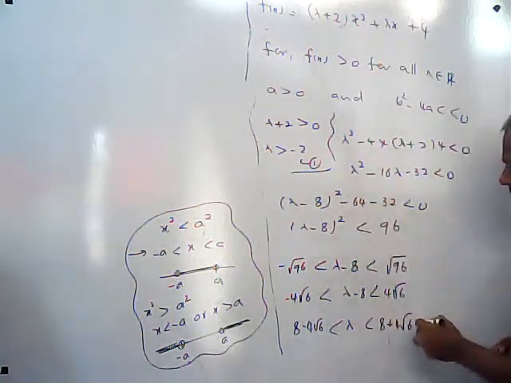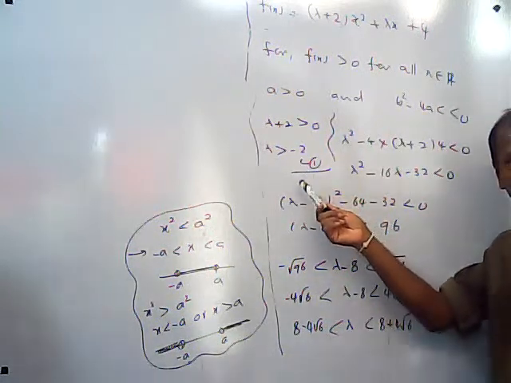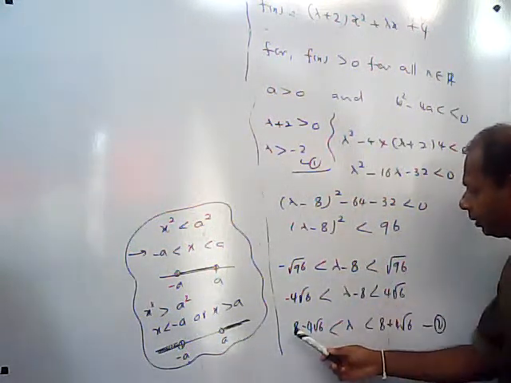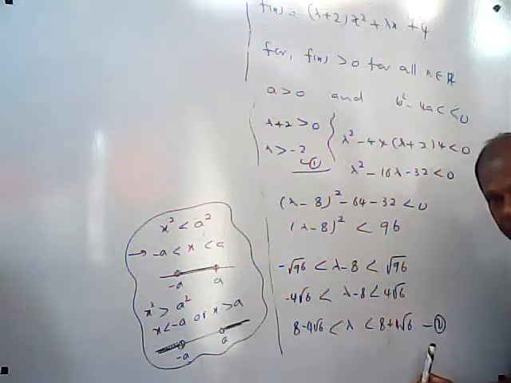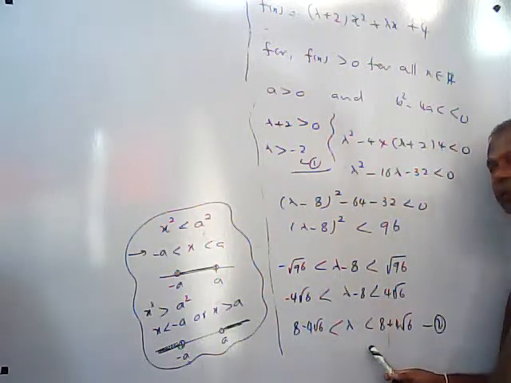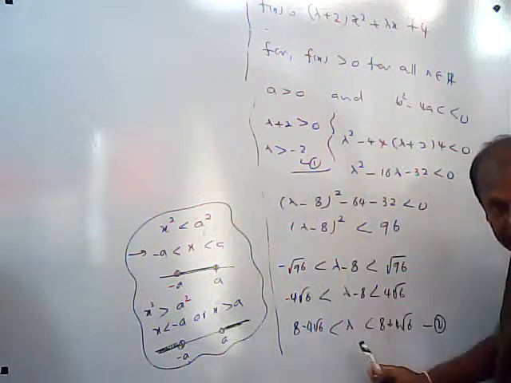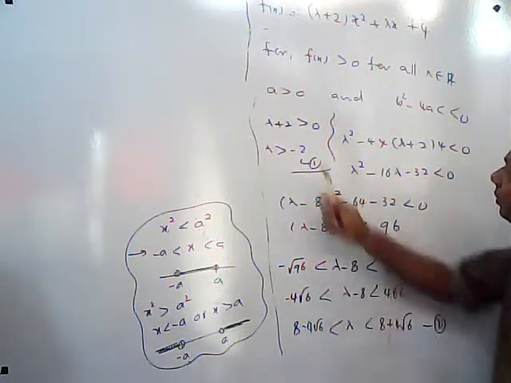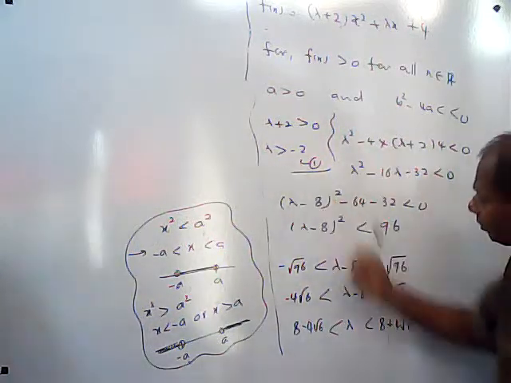Both conditions must be satisfied. This says lambda should be greater than minus 2. This says lambda should be in between 8 minus 4 root 6 and 8 plus 4 root 6. Finally we have to find the set of lambda satisfying both the conditions.